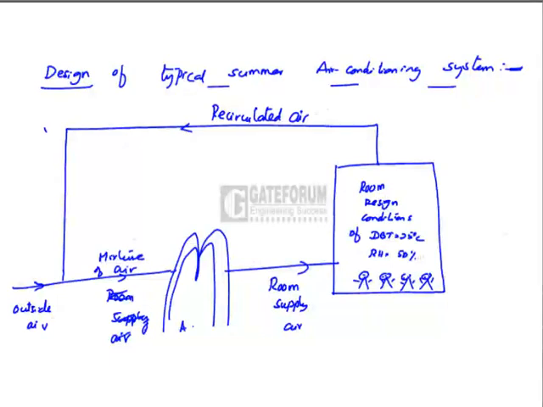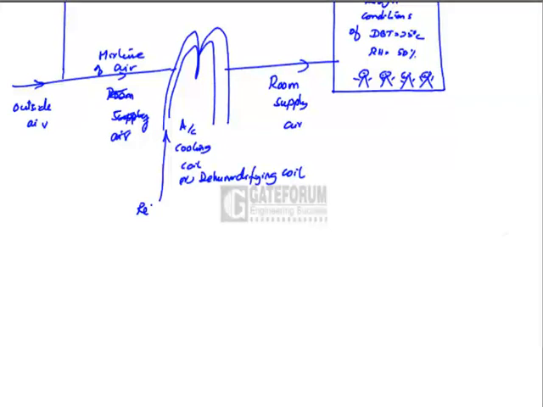This is the AC cooling coil or dehumidifying coil, inside which refrigerant liquid enters, and after picking up the heat, the refrigerant vapor leaves the coil in the dry saturated state. So the flow diagram goes like this.